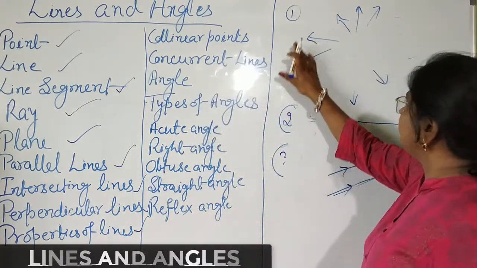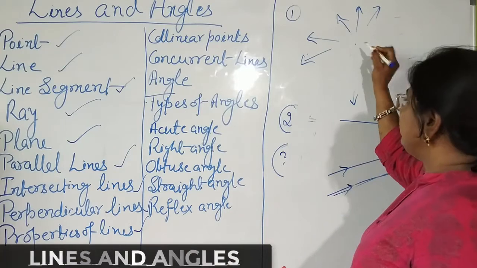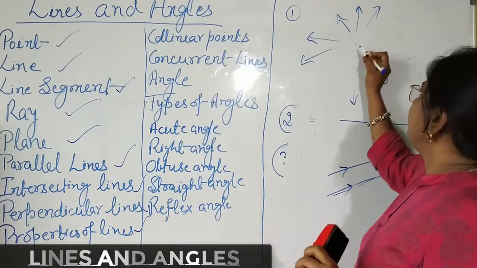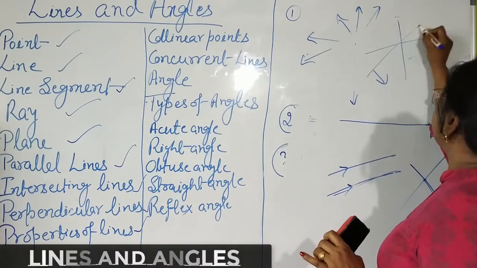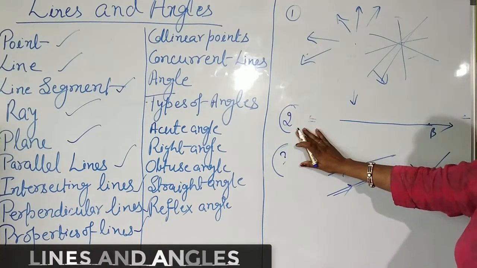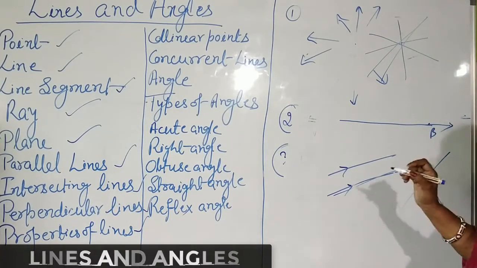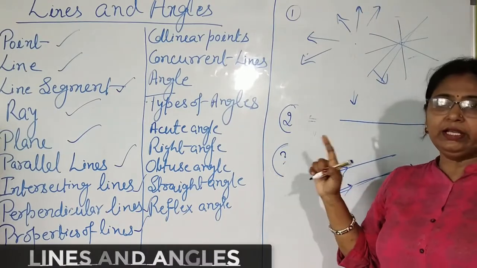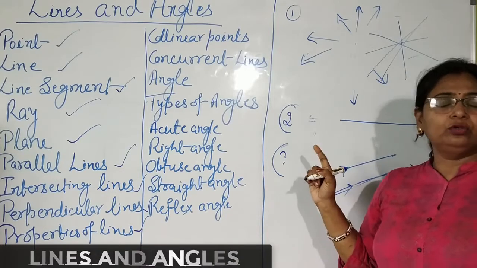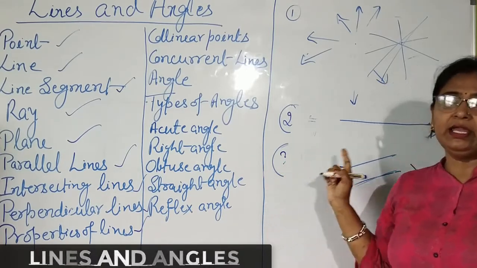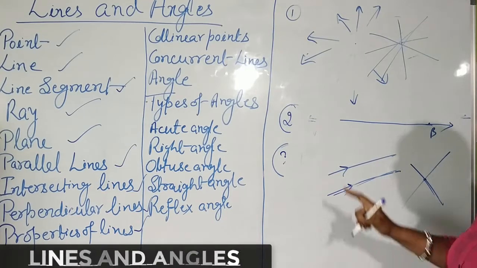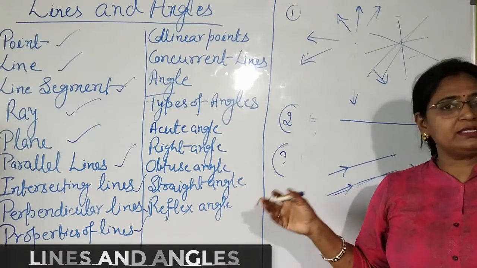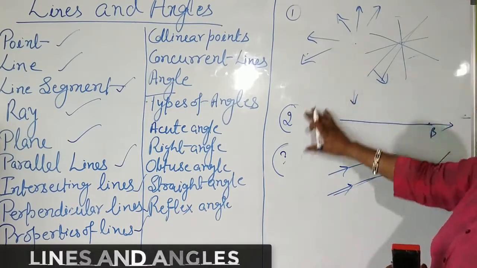Three properties I explained. First, from any given point, an infinite number of lines can be drawn. Second, for any two given points A and B, one and only one line passes through the two distinct points. And third, in any plane, two lines are either parallel or intersecting each other. Those are the three properties.